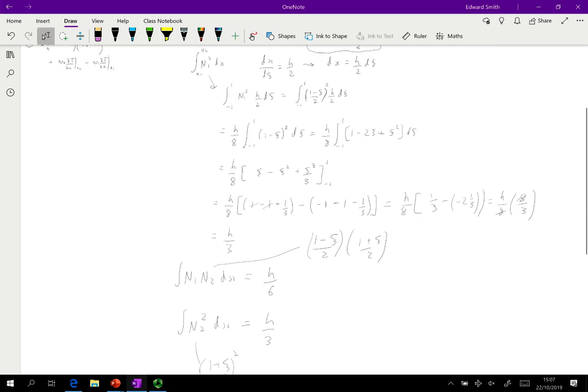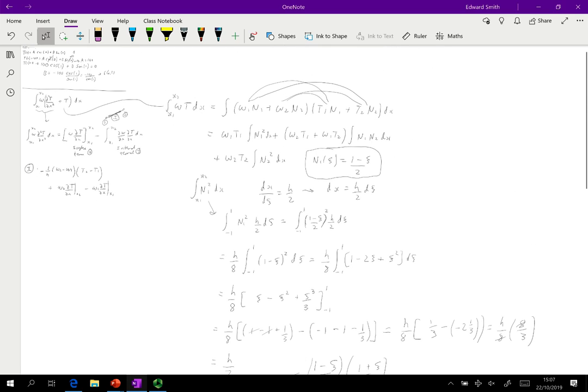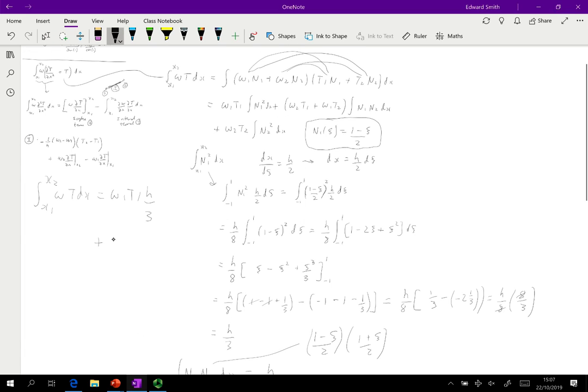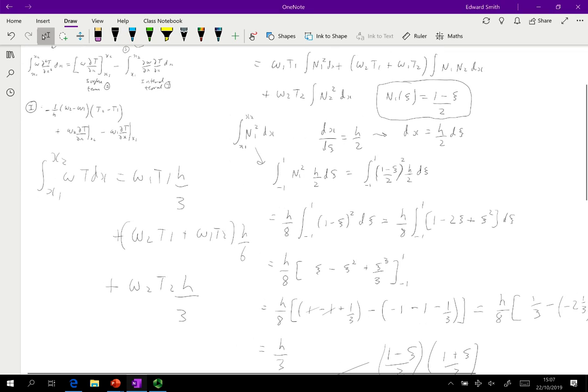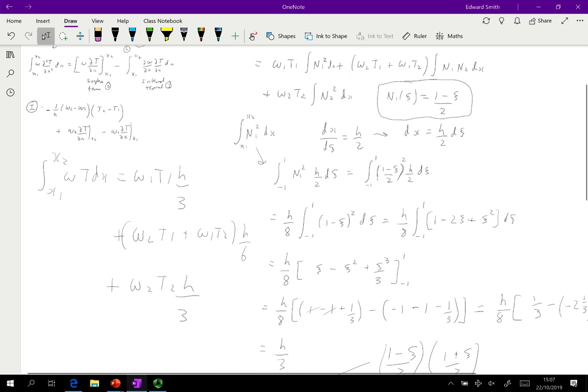Brilliant. So, okay. So then let's collect all of that together. If we go back to the original form, let's just rewrite that for the integral between x1 and x2 of omega t dx. What we end up with is essentially omega 1 t1, and this is h over 3 for that term, plus omega 2 t1 plus omega 1 t2, and that's h over 6, plus omega 2 t2, h over 3. Perfect. Okay.